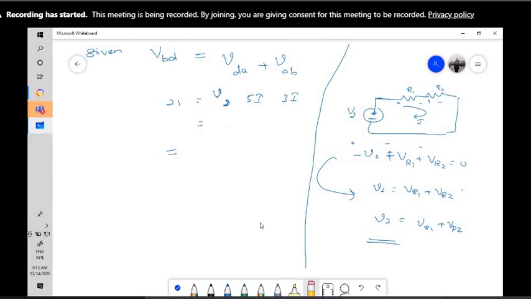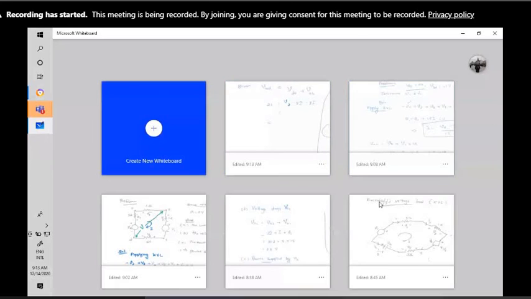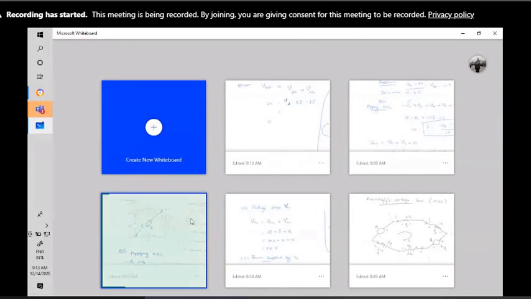Say in the first line you have written VBD is equal to VDA plus VAB. VDA plus VAB will give VDB, I think. So whether it may be VDB or VAB, the voltage drop, as I told you, that is what is required. When you do the lab course, it will be much more clear to you.